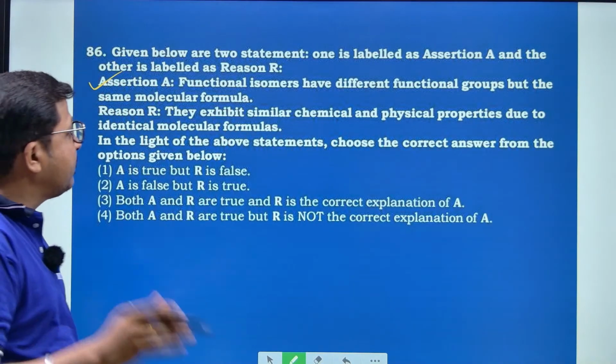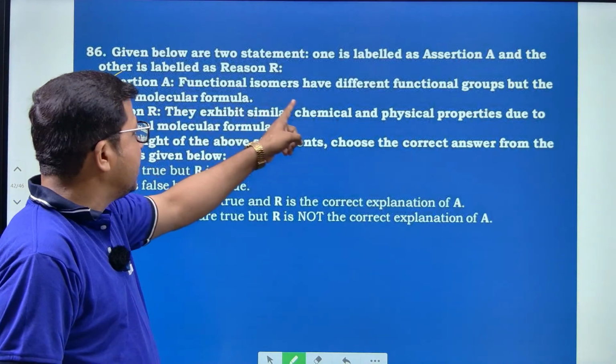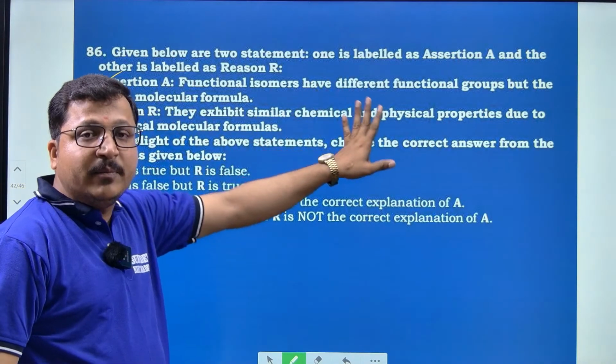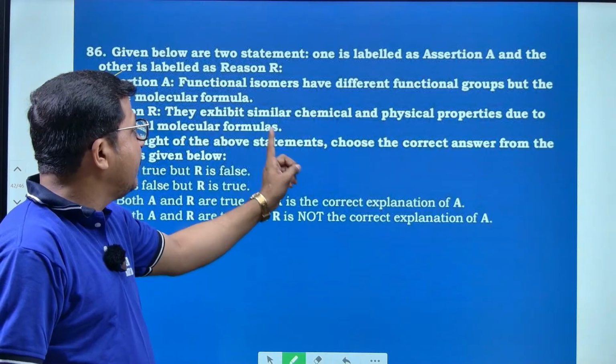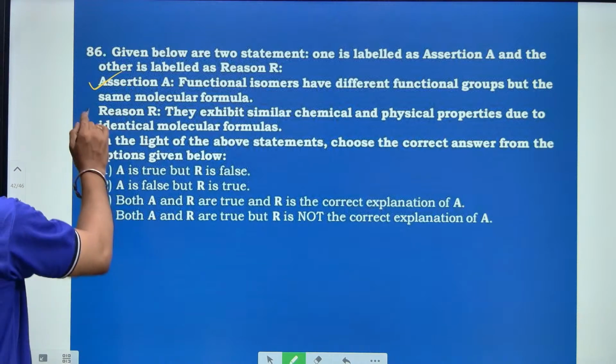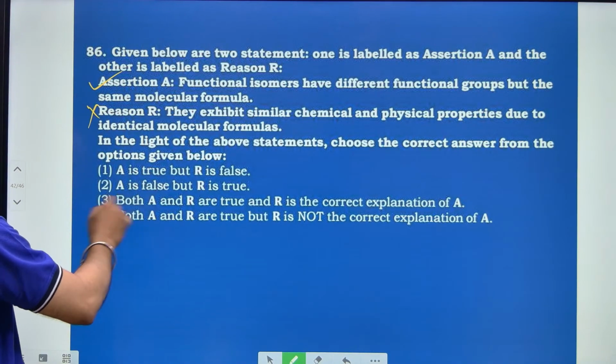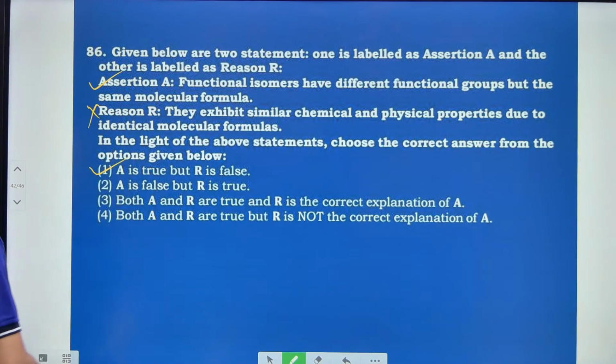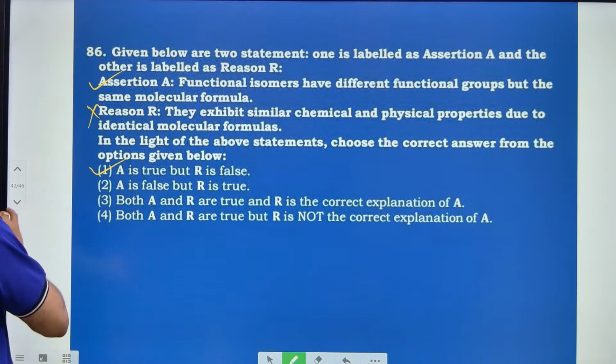Because of the presence of different functional groups, they have different physical and chemical properties. Hence the reason is wrong. So A is true, but R is false. Option 1 is the right answer.